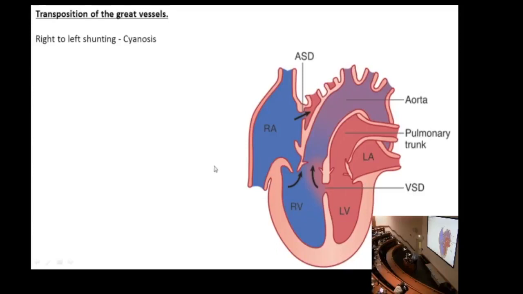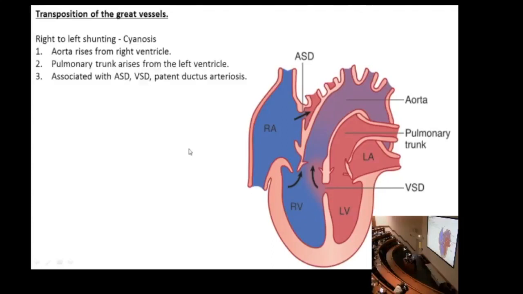What happens here is you've got a right to left shunting, so you end up with cyanosis. The aorta rises from the right ventricle, the pulmonary trunk arises from the left ventricle, and it's often always associated with an ASD and a VSD and a patent ductus arteriosus. Okay? So it is in some subtle ways similar, yet very different from a tetralogy of Fallot.